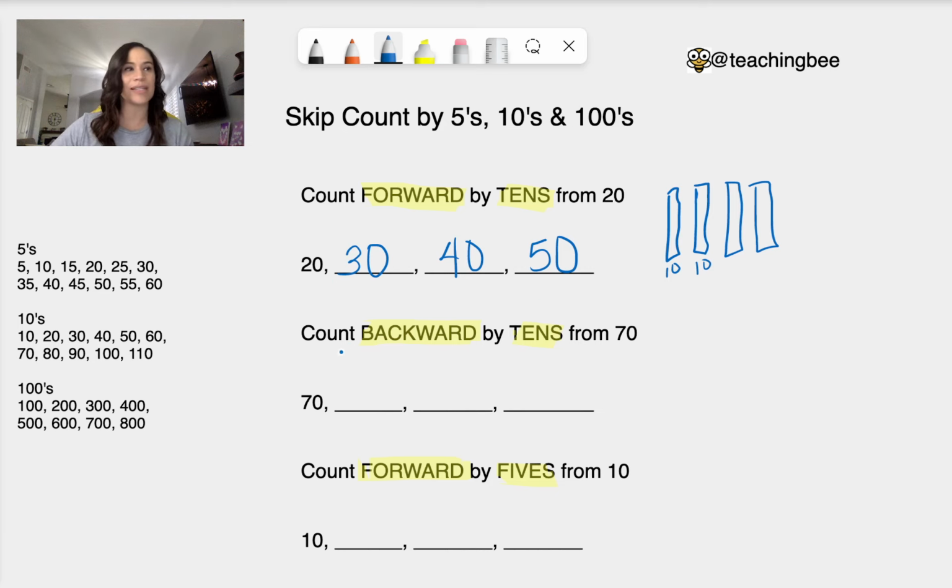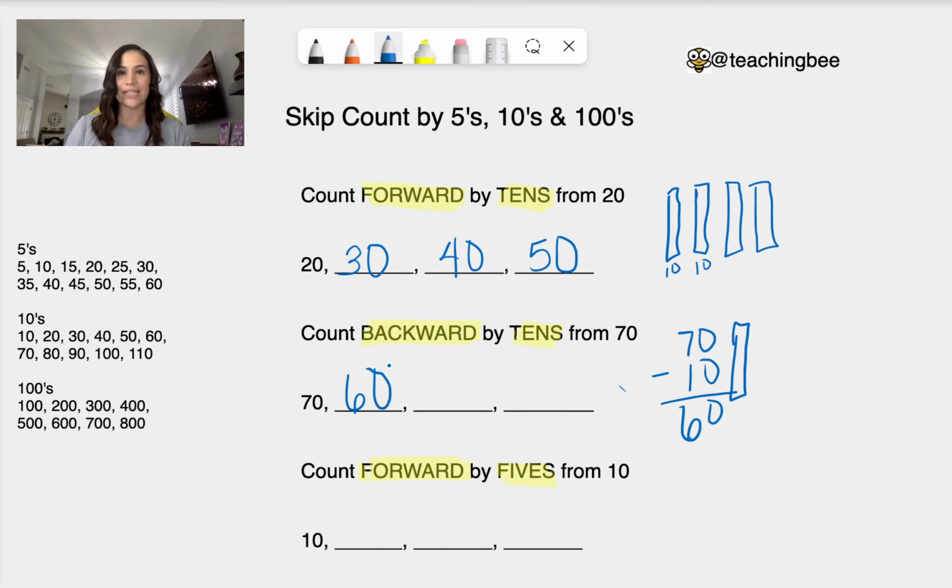So next example is count backwards. So we're going to count down by 10's from 70. So we start with 70, and we're going to take away a 10 block. So we're going to take away 10. What does that leave us? So that's going to leave us 7 minus 1. So 7 minus 1, 6. So that's going to leave us with 60. So we went backwards from 70 and we went down 10. So that's going to bring us down to 60.